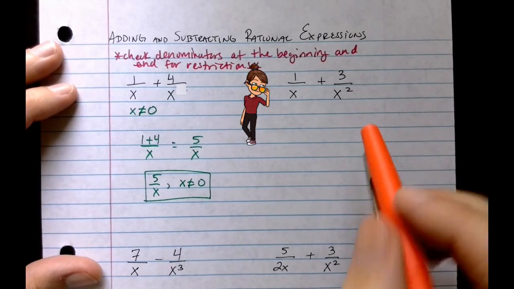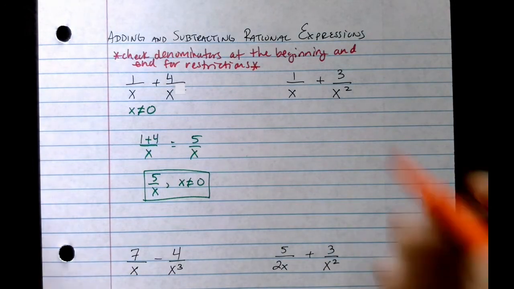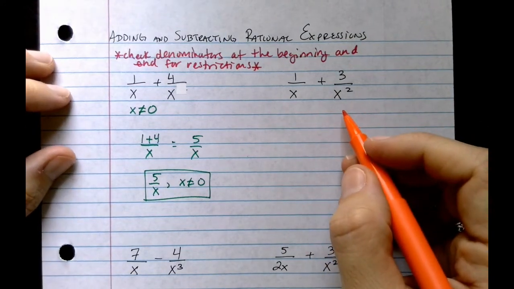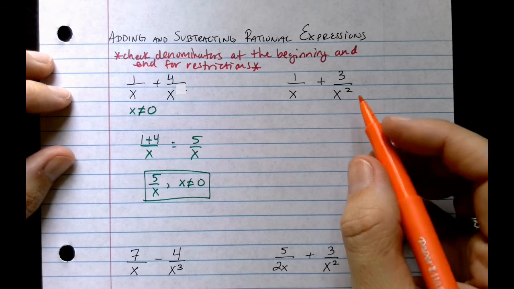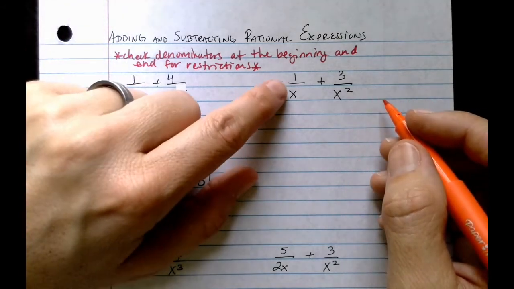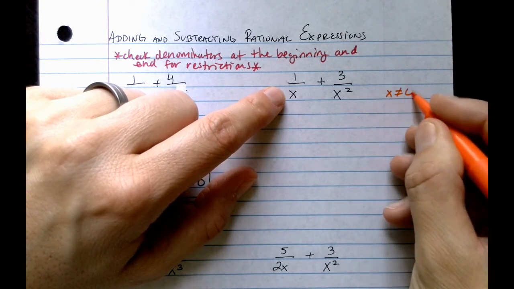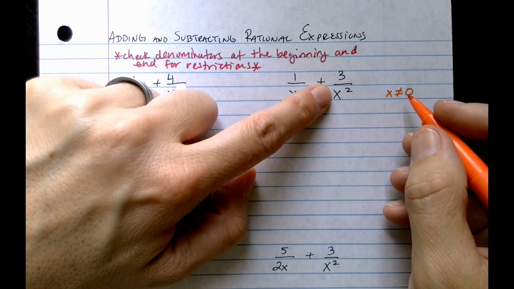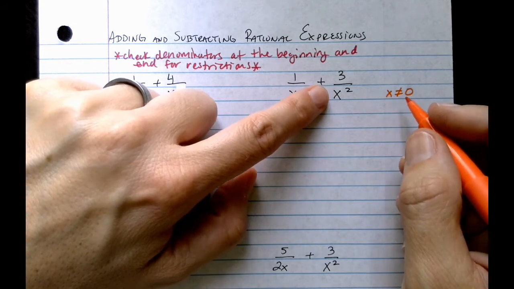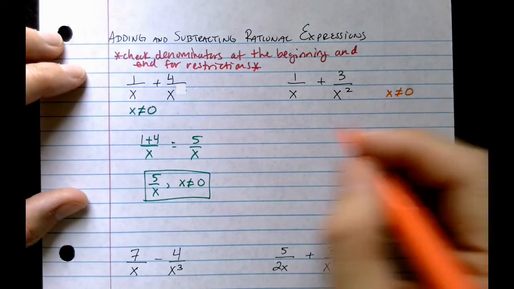Let's look at another one. Now in this case, the denominators are different. So remember in the previous problems, when the denominators are different, what we want to do is find a common denominator. Okay, so before we do that, let's check our restrictions. So in this denominator, I can't let x be 0. And in this denominator, even though it's squared, I still can't let x equal 0. So the good news is the restriction is exactly the same for both. Now let's move on to the next part.